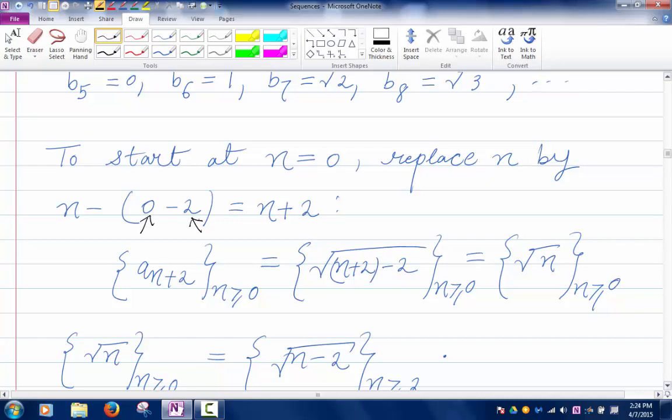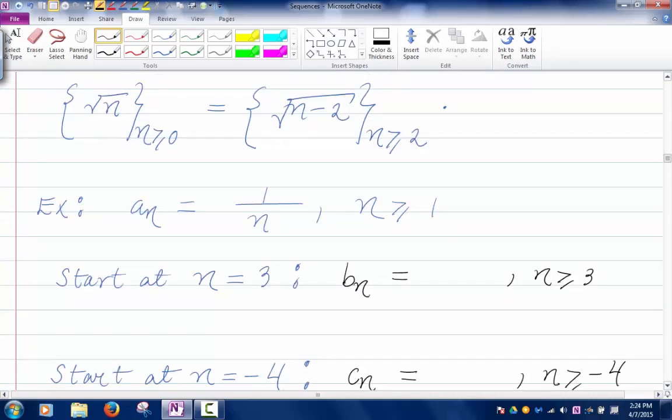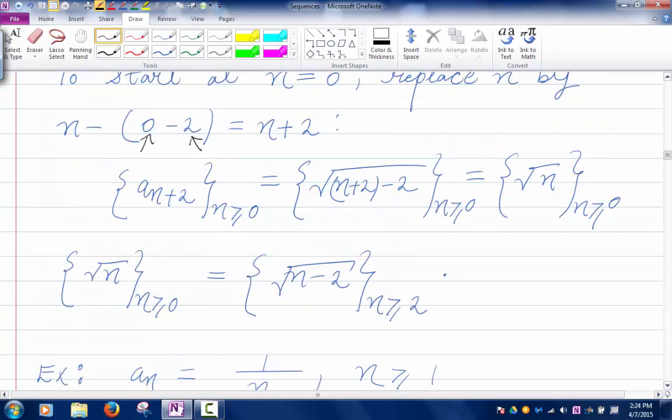Is that making sense? Is everybody okay with what I just said? So the sequence root n, n greater than or equal to 0, is the same as the sequence root of n minus 2, where n is greater than or equal to 2. There is no difference between these two sequences. They are the same sequences. Right? Is that okay?